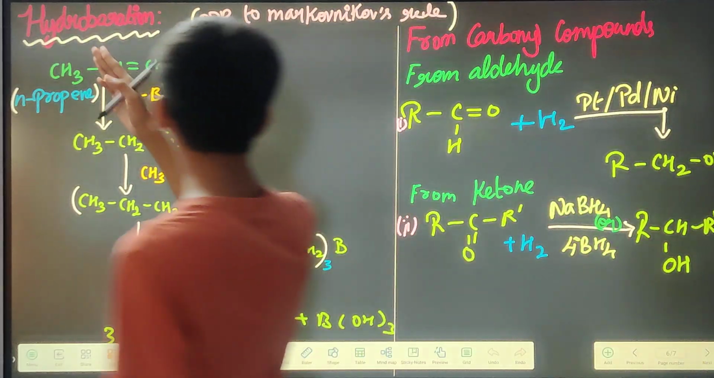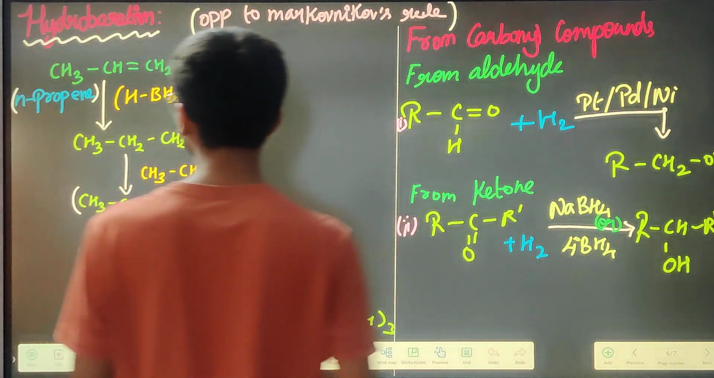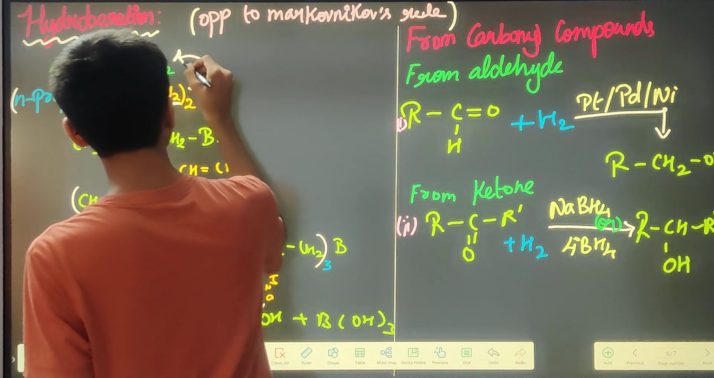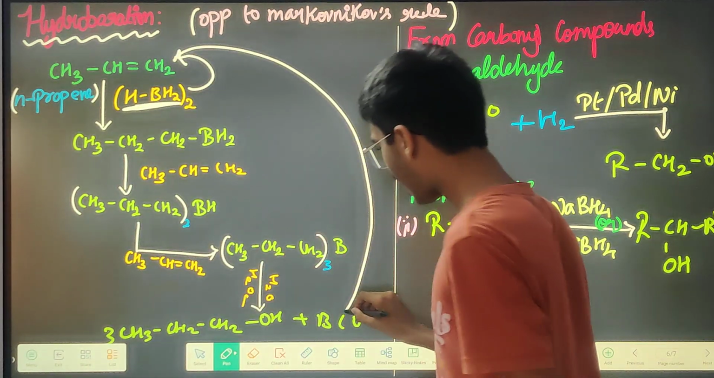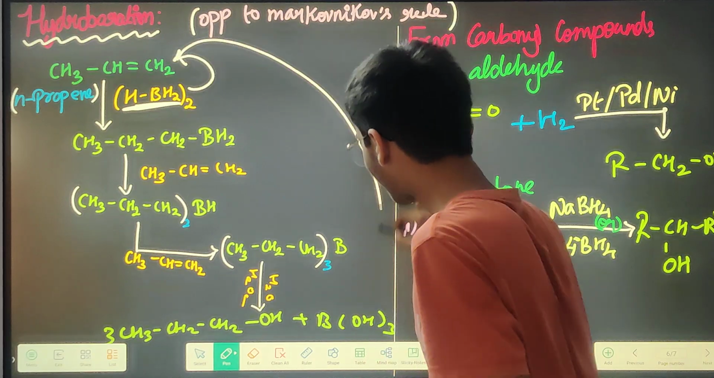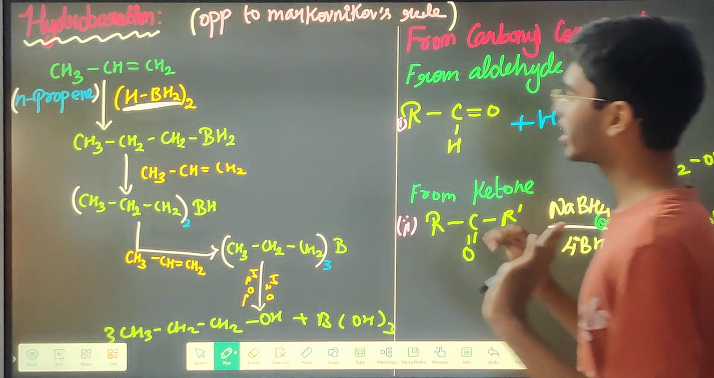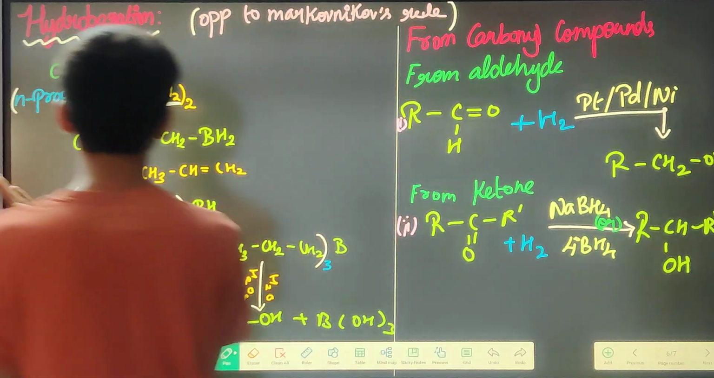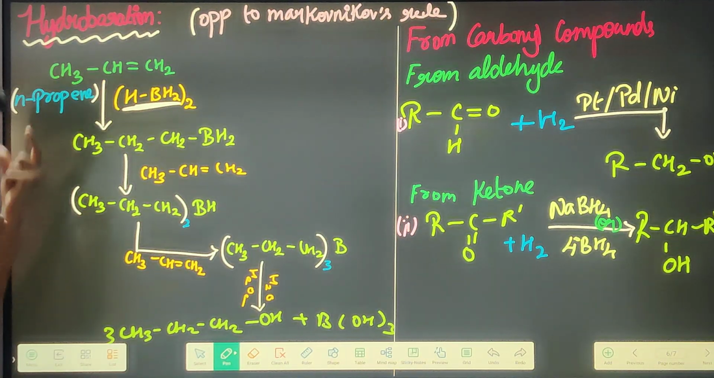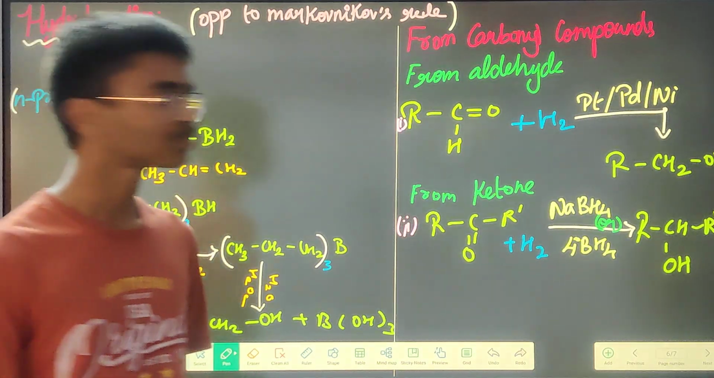Now here you have hydroboration. What is hydroboration? You are adding hydrogen and a boron compound to an alkene so that you can get an alcohol at last. So this is not your alcohol, this is your alcohol. The process of addition of hydrogen and boron compound to an alkene so that at last you can get an alcohol is the process that we are going to check.